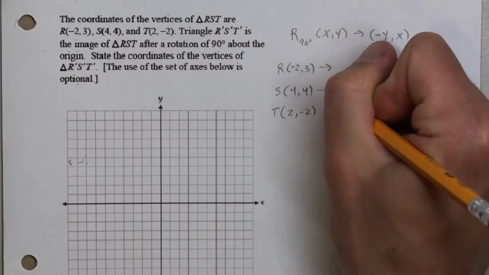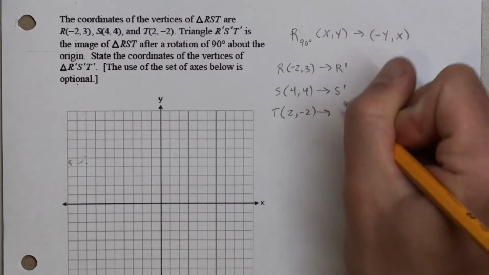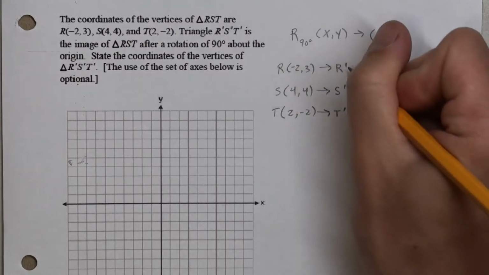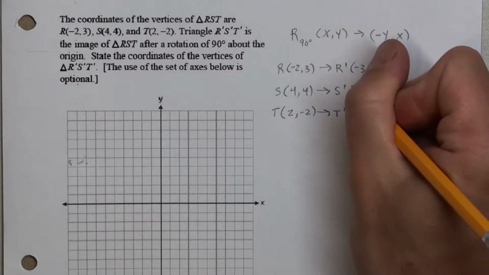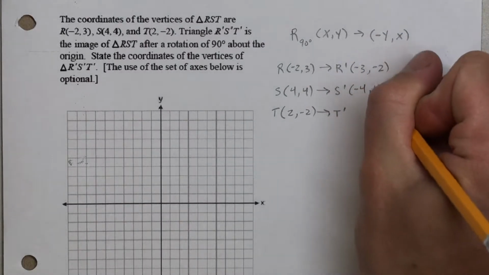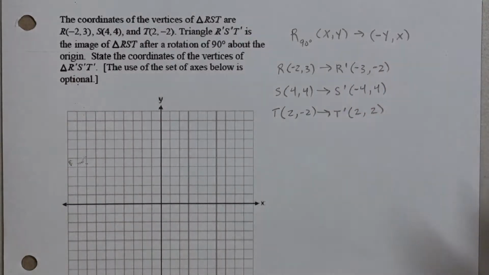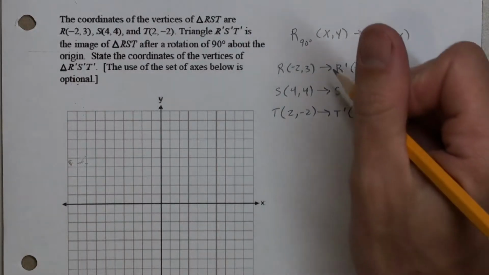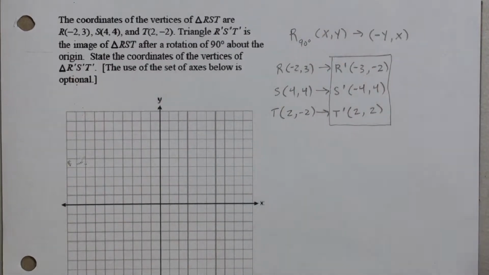So what happens is we get R prime, S prime, and T prime. R prime would be negative 3 comma negative 2. S prime would be negative 4 comma 4. And T prime would be 2 comma 2. So that's it. Here is my answer. Okay?